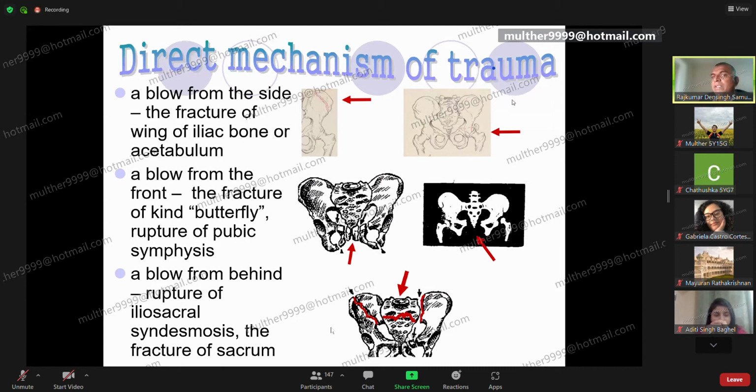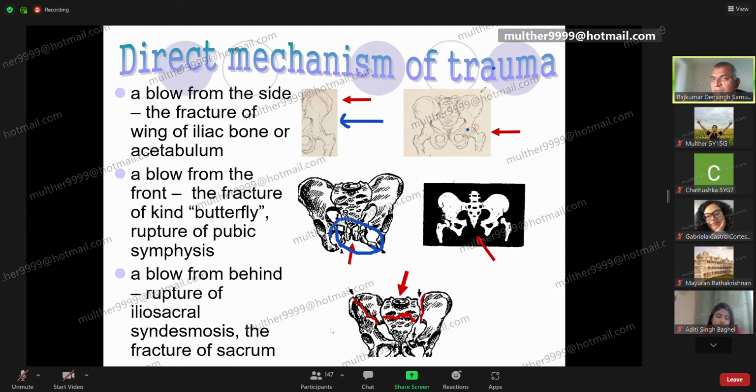Mechanism of injury can be direct or indirect. A direct mechanism can be a blow from the side, as we can see over here. When you have a blow from the side, you can have a fracture of the iliac crest, or it can lead to fracture of the acetabulum and central dislocation of the head of the femur. Or a blow from the front. When the patient has a blow on the front, what can happen? It can lead to fracture of the superior or inferior pubic ramus, that we can see over here, and can lead to a condition something like this.